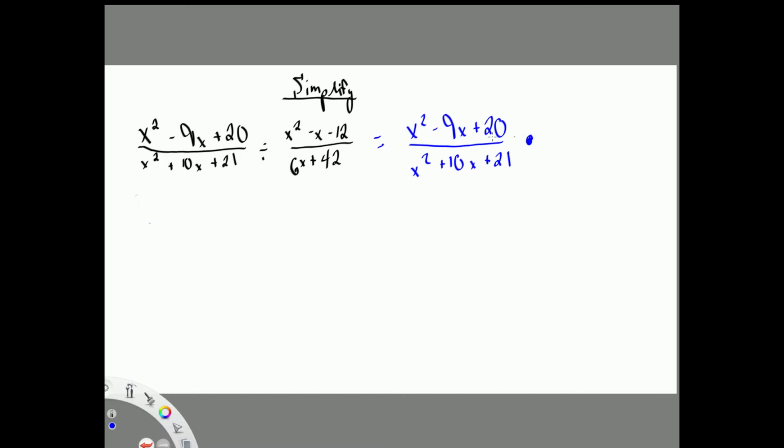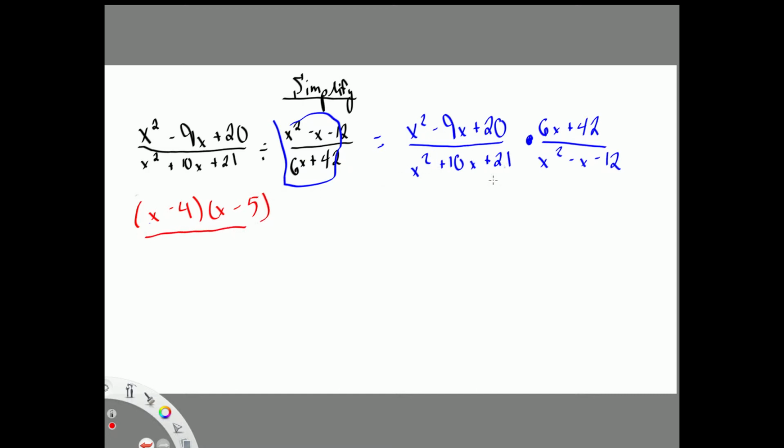Now instead of dividing, I'm going to change it to multiplication, and I multiply by the reciprocal of this second fraction. It's now going to be 6x plus 42 on top, and x squared minus x minus 12 on bottom. Next thing I need to do is factor the top and the bottom. So this x squared minus 9x plus 20 has to be factored. With that, we get an x minus 4 and then an x minus 5. The denominator, x squared plus 10x plus 21, is x plus 3 times x plus 7.